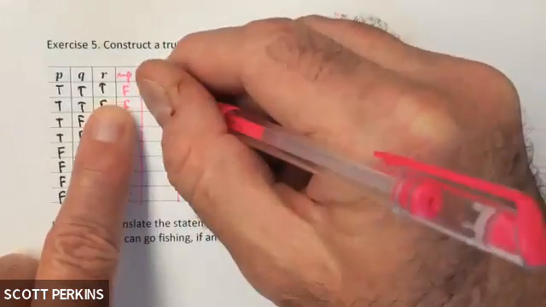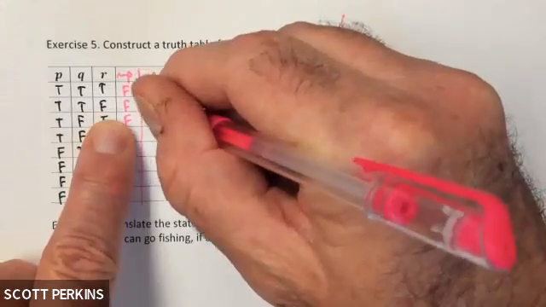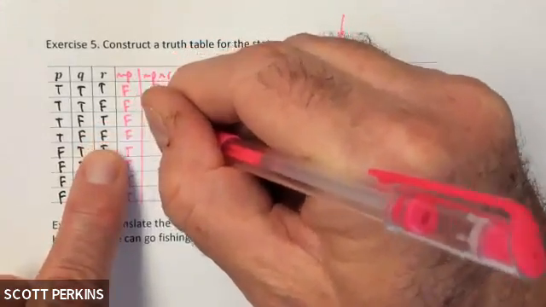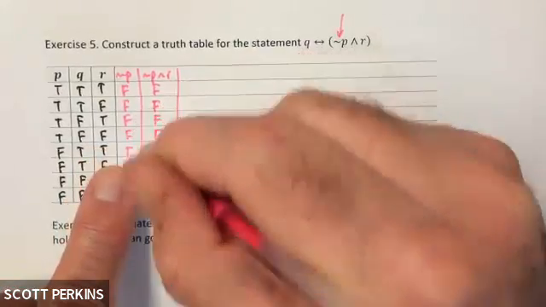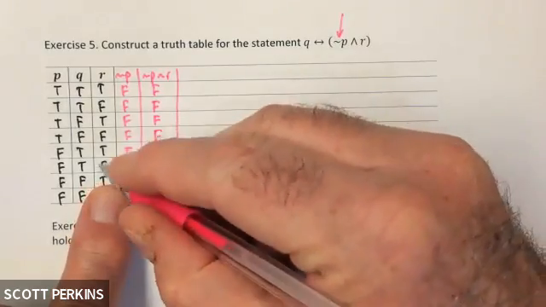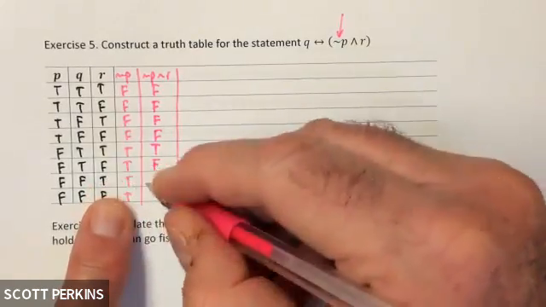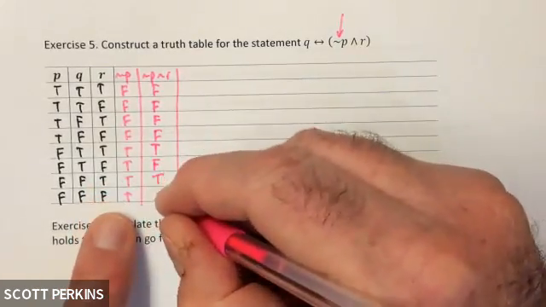So first row is what? Second row? Third row? Fourth row? Fifth? Sixth? There's a false and a true. They both have to be true. The seventh row, and then the last row.